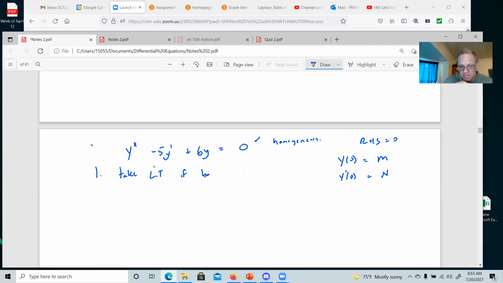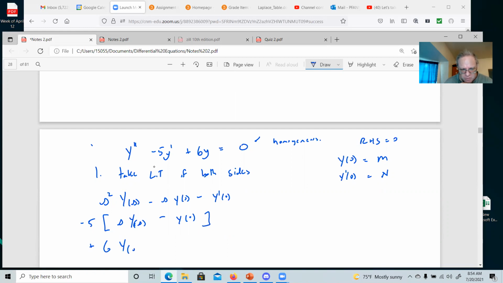of both sides. Okay, that'll work. And how do we do that? That's the Laplace transform of y double prime, so that's s squared Y(s) minus s y of 0 minus y prime of 0, minus 5 times s Y(s) minus y of 0, and then plus 6 times Y(s). And this whole thing is equal to the Laplace transform of the right-hand side, which is a linear transformation, so 0.